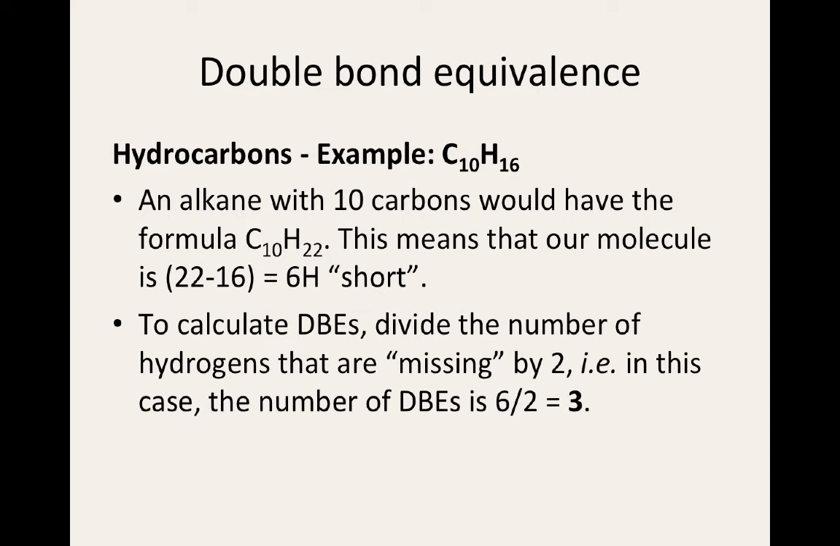To calculate the double bond equivalence of this molecule, we need to divide the number of missing hydrogen atoms by 2, since we lose 2 for every double bond as we saw before. Therefore, this molecule has 3 double bond equivalents.